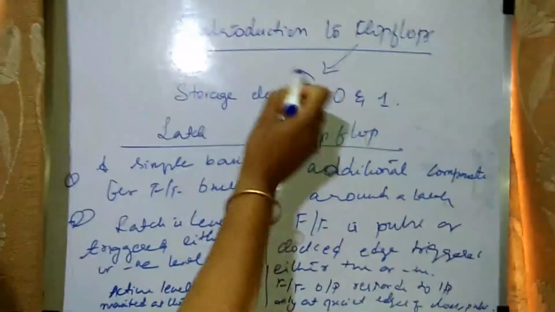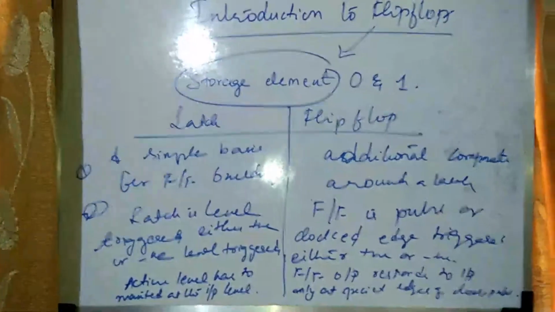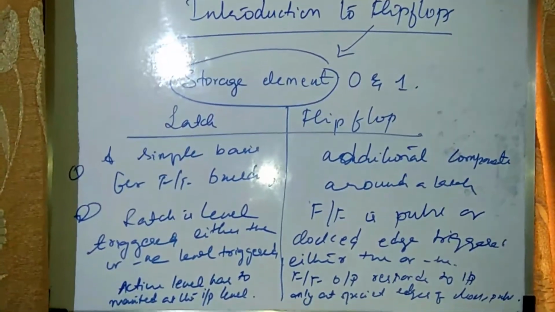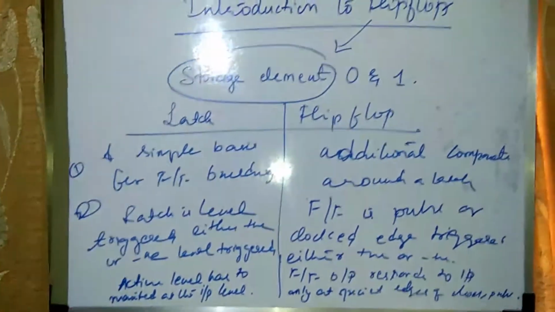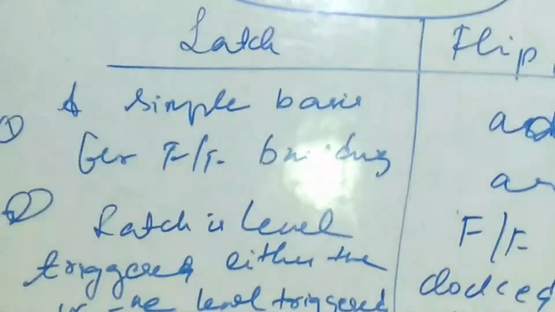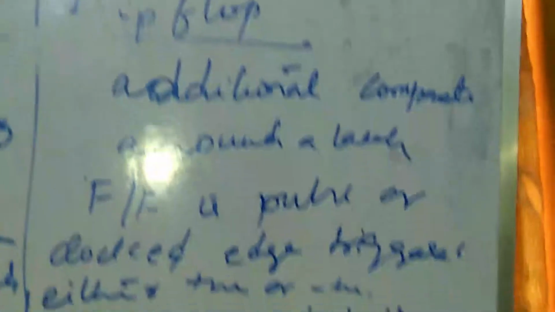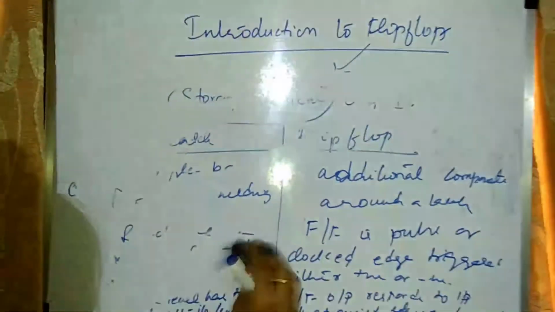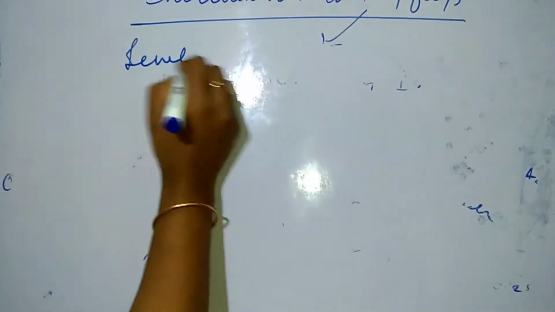So a flip-flop basically is a storage element. Clear? So let us understand what exactly level triggered and edge triggered are. The next topic which I'll be explaining is level triggered, because these are important to know exactly the working function of the flip-flop. So let me explain what level triggered is.